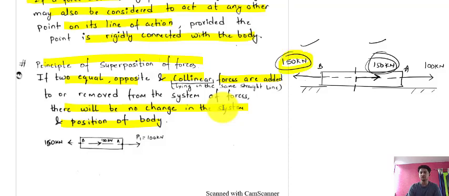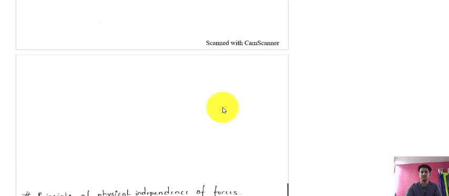If there is this force in this direction and this in this direction, they may cancel out, because of same magnitude forces. There should be same magnitude forces and their line of action must be same. So they must lie on the same straight line. So they may be removed from the system, so there will be no change in the system and position of the body. Okay, so this is the principle of superposition of forces.